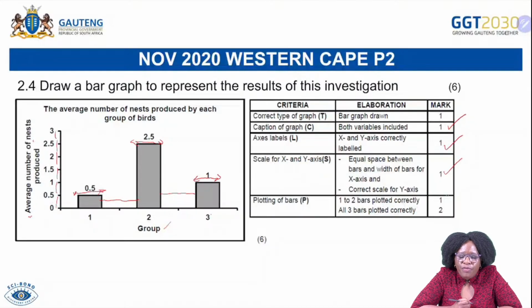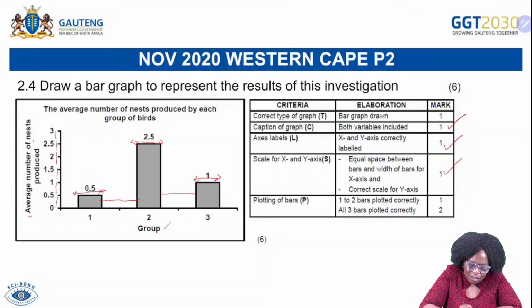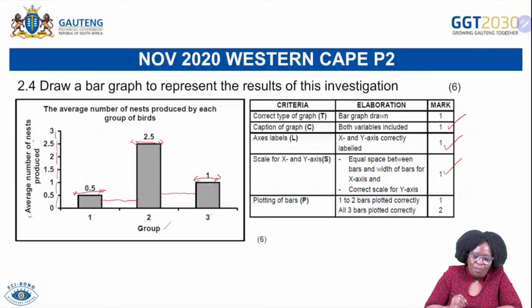There is no reason for you to go wrong. There's no reason for you to get bar number 1 and bar number 2 correct and you get bar number 3 incorrect. Take your time. You have 2.5 hours to answer a paper that is out of 150 marks. Do not cut corners. Get your marks. So this is how the graph is marked.